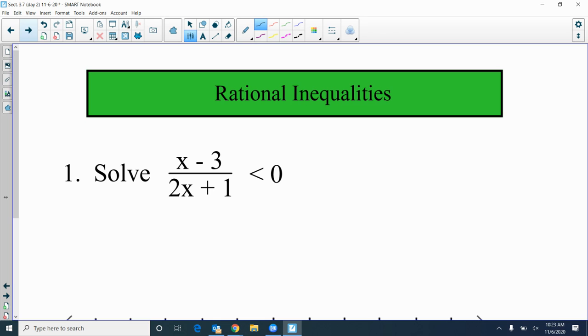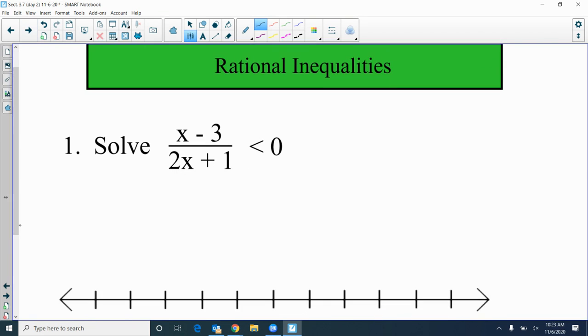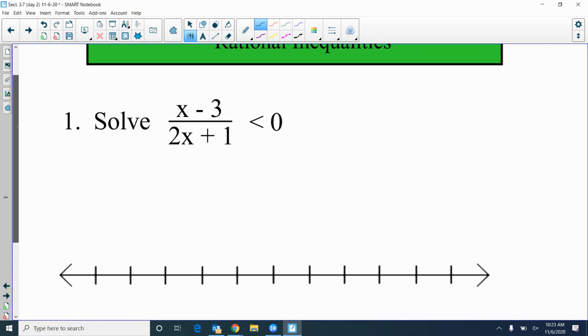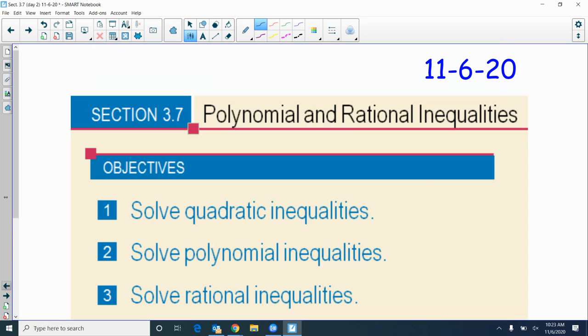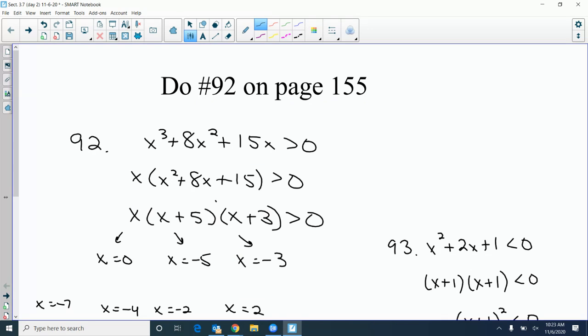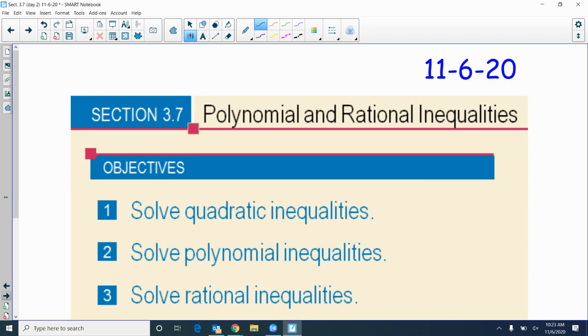All right, we're going to use the same concept. We're eventually going to get to that number line. We're going to do a sign chart, plug in values to see where it's positive or negative. For polynomials, we just had to find where it equals 0 because anywhere else it's got to be positive or negative. Similar here, but we run into two cases.